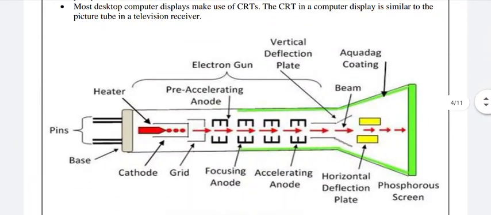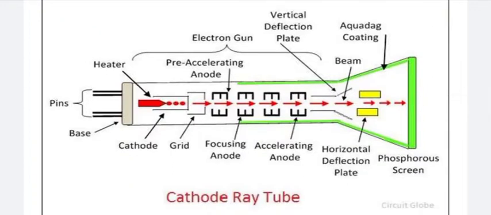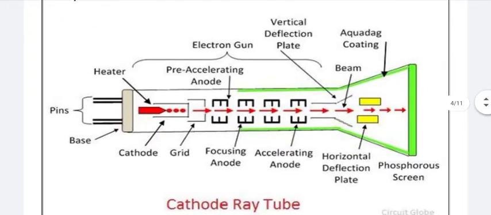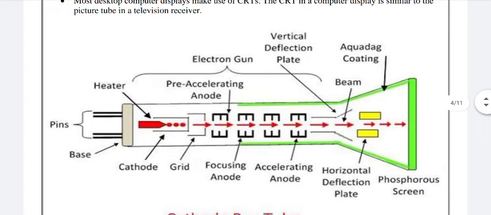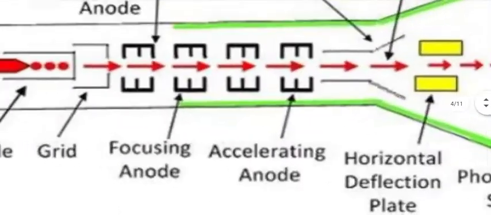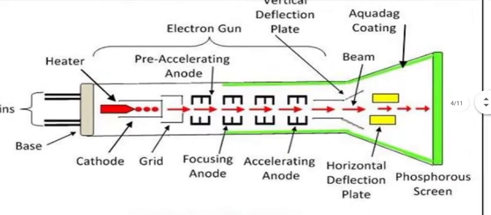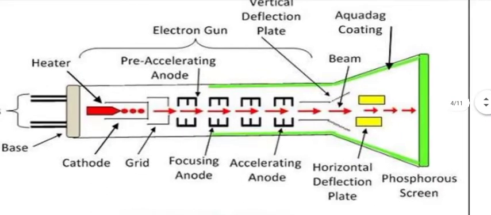So you can see at the top right corner of your screen, you find a phosphorus screen. What is the use of this phosphorus screen? When an electron is passed inside this, it passes through, and when this electron hits the phosphorus screen, you see an image.